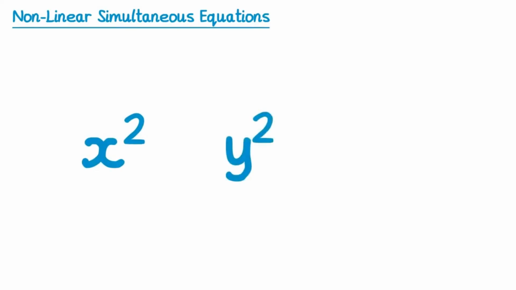So how can you identify from the equations if it's non-linear? Well, you're usually looking for something like an x squared or a y squared, so higher powers of x or y, or sometimes xy's times together, like this. If any of these are present, you can be sure it's not going to be a straight line graph, so it is a non-linear simultaneous equation.